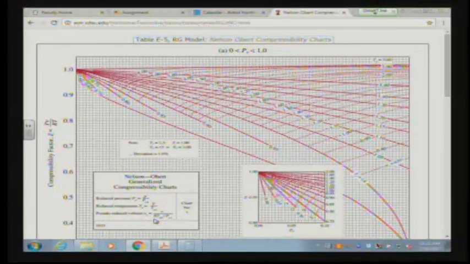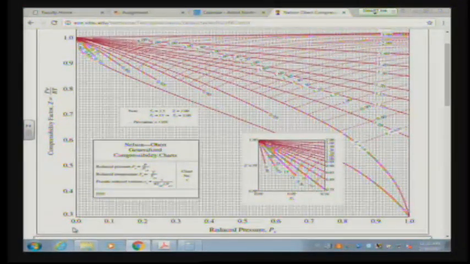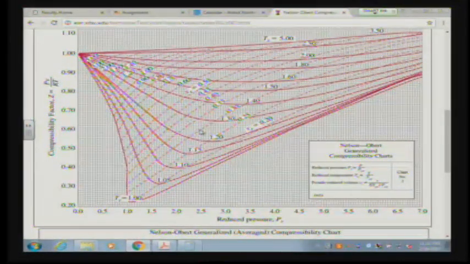Some of the features that I'd like you to see about this: first of all, when you have a generalized compressibility chart, there are two ranges for the bottom axis. The first one goes for a reduced pressure of 0 to 1. And then the other one will go from a reduced pressure of 0 to 7. So this is greatly expanded. There's 7 times as much data. The entire other chart is comprised of from this point to this point.